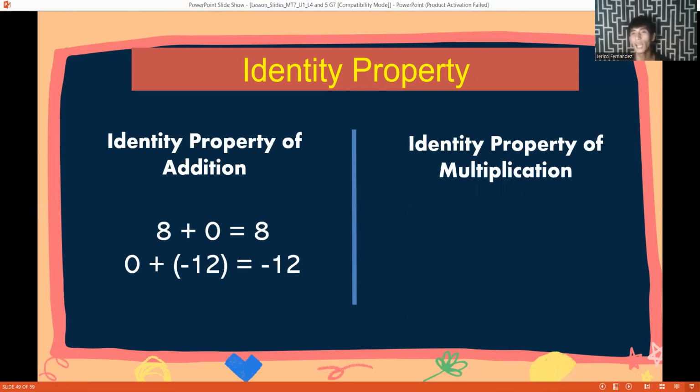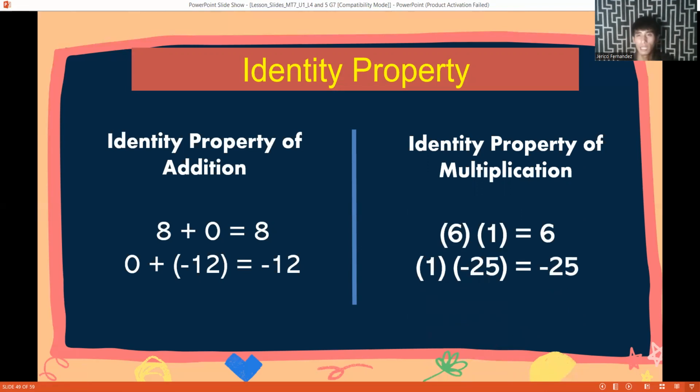Same goes with identity property of multiplication. We have the identity element which is 1. Anumang number ang i-multiply natin kay 1, the answer or the identity of the number will be the same. Okay, 6 times 1 is 6. 1 times negative 25 is negative 25. So, kahit anong number pa yan, i-multiply mo sa 1, yun pa rin na magiging sagot. Because this is identity property.